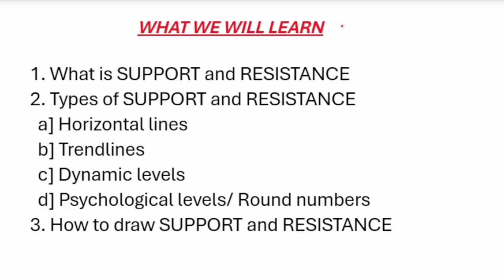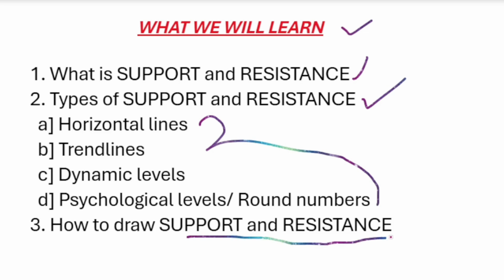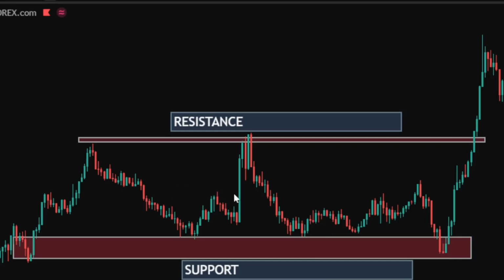So let us take a quick look at what we are going to learn on this topic of support and resistance. Number one, we are going to start with what is support and resistance. Number two, we are going to talk about types of support and resistance. Under types, we have horizontal lines, trend lines, dynamic levels, and psychological levels, or you can call them round numbers. Then number three, we're going to talk about how to draw support and resistance, so we will be moving from this to a clean support and resistance level.